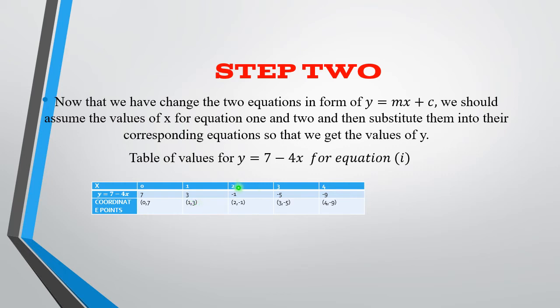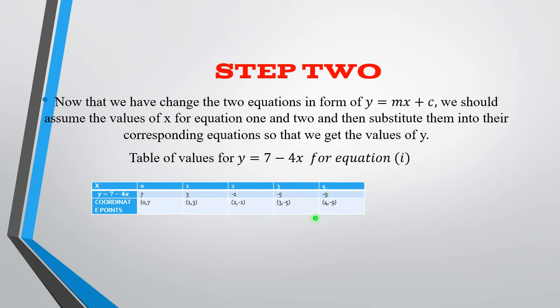Next, x is equal to 2. We take 2, multiply it by 4 and subtract it from 7. So we have 7 minus 8, which gives us negative 1. So we have 2 and negative 1. Then for 3, we have 7 minus 4 times 3, which is 7 minus 12, giving negative 5. Then for 4, we multiply 4 by 4, which gives 16. So y is equal to 7 minus 16, which gives negative 9.